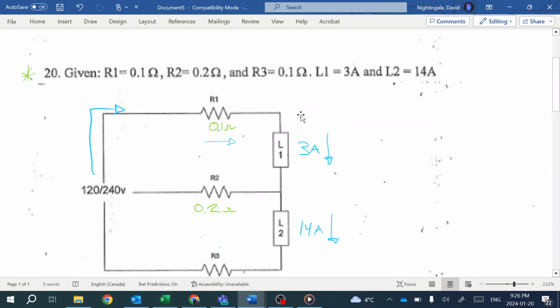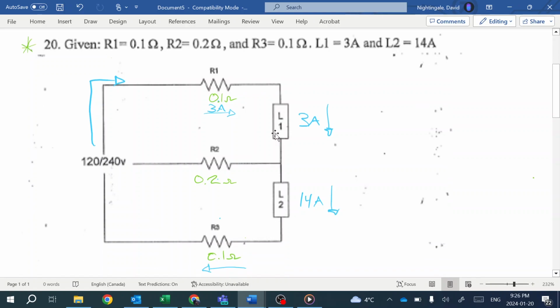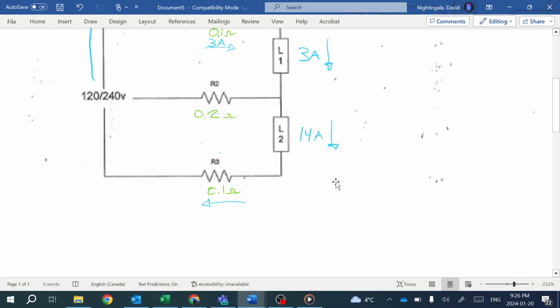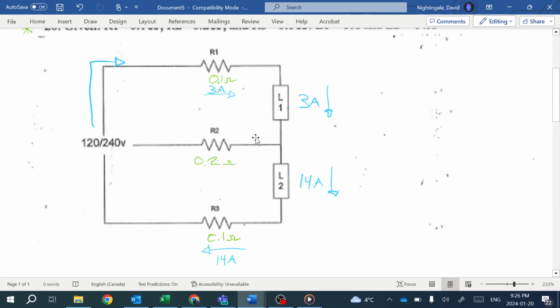Now, if we have 3 amps going through load 1, that must mean we have 3 amps going through our conductor that feeds it. And if we have 14 amps going through load 2, we must have 14 amps going through that conductor, the outfeed. And the neutral is going to carry the imbalance. So the imbalance of 14 and 3 would be 14 minus 3, 11 amps.